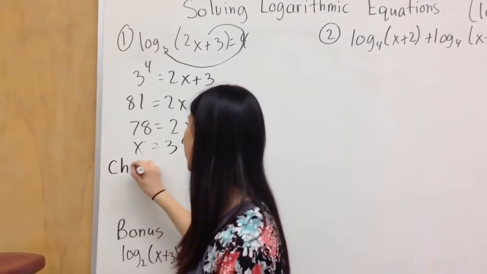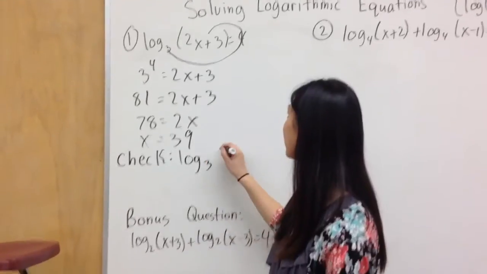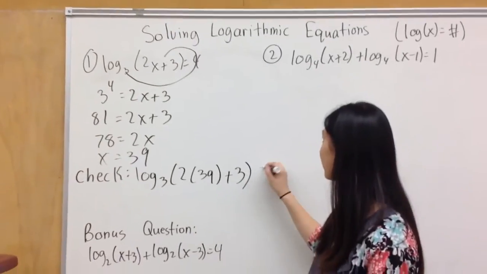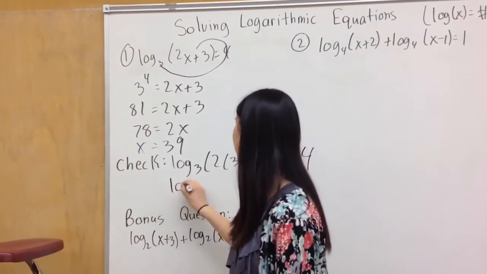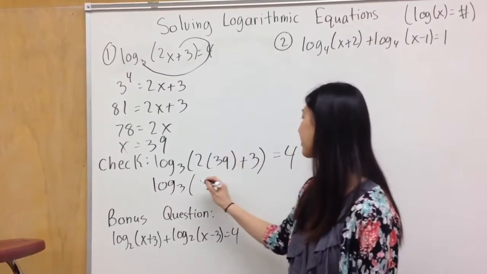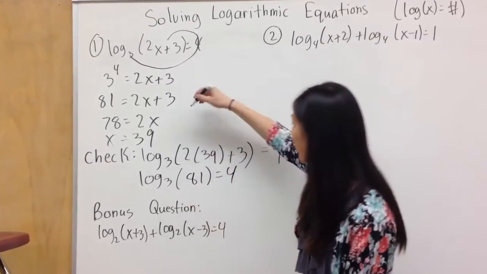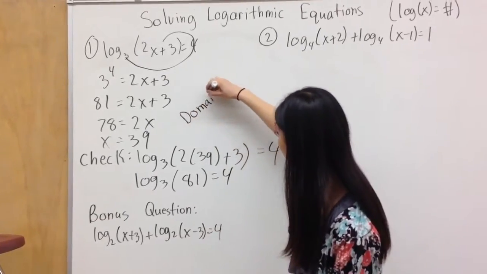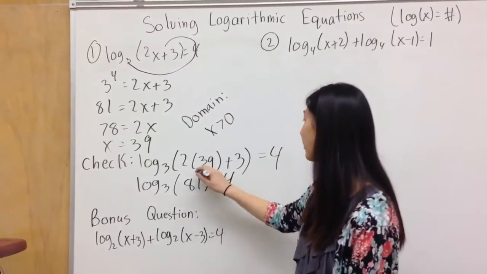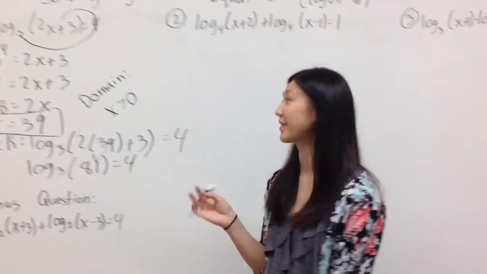So again, we need to check still. So we plug back in, we get log base 3 of 2 times 39 plus 3 is equal to 4. So this is log base 3 of, let's see, 2 times 39 equals 78, plus another 3 is 81, equals 4. 81 is in our domain. Remember, we said before, our domain is that x has to be greater than 0. 81 is greater than 0, so this one works. So x equals 39 is our answer. All right, let's go to our next example.